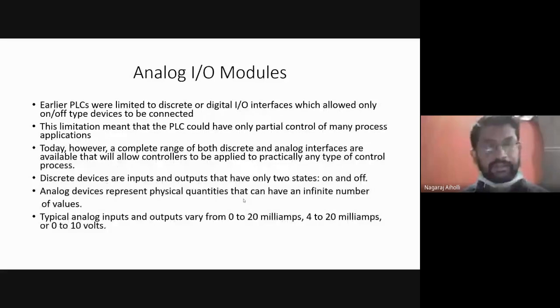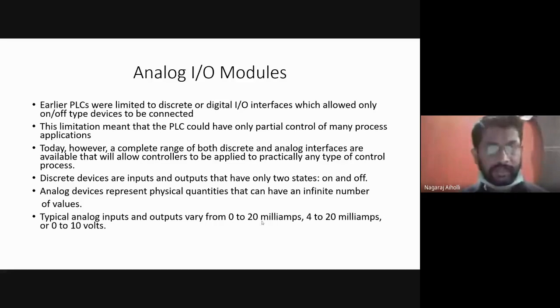We'll move on to the analog IO modules. As I told in the beginning, the initial PLC modules were discrete in nature. They were only of digital type. Then later on, both digital and analog features were included in the PLCs so that they could be used for both controlling the analog signals of the field devices and also the digital signals of the field devices. That is how the time evolved and the advancement has taken place in the PLCs.